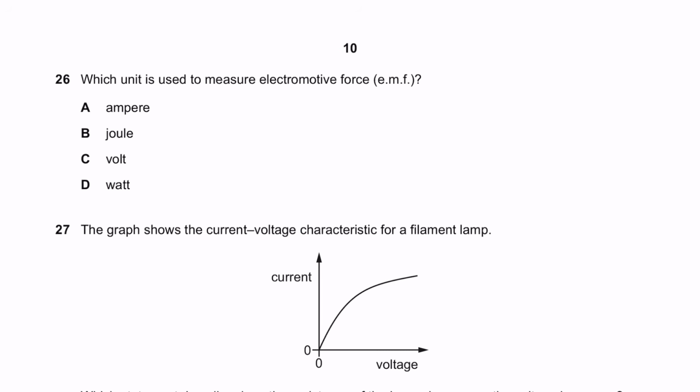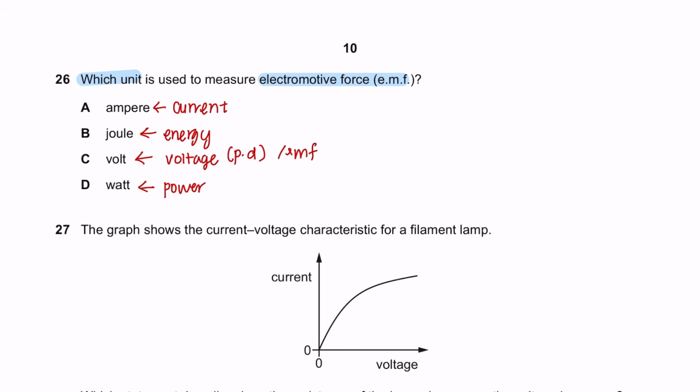Next, question 26. Which unit is used to measure electromotive force? Ampere is used to measure current flow. Joule is to measure energy. Volt is a unit of measurement for voltage, which is the potential difference or even the electromotive force. And watt is to measure power. So the answer here is C.